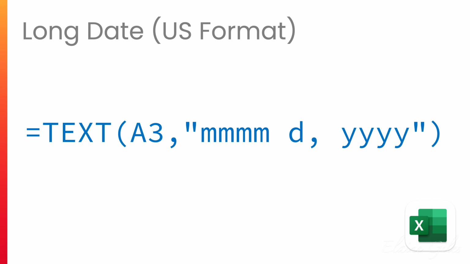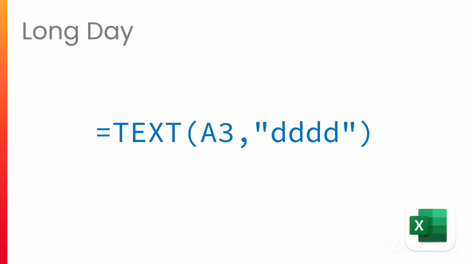If you're in the US, it's very similar. The function is the same, equals text. Again, you give it the cell with the date in it, A3, but this time I've put MMMM, which is the month in full, followed by a single digit for the day, followed by a comma, followed by the year. I've also used the text function for the long day, and that is equals text, tell it where the date is, A3, and then tell it what I want it to look like. Just the day name, but in full.